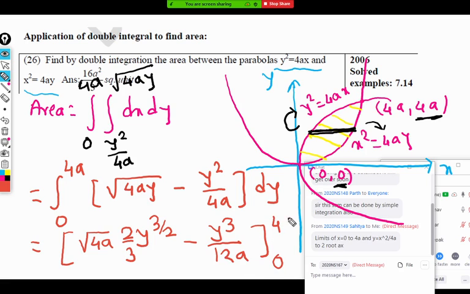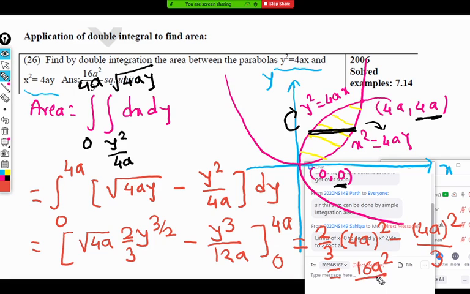Now we just have to simplify this, and that becomes our final answer. You'll observe only the upper limit will exist. So this is 4a raised to half, and this is 4a raised to 3 by 2. 4a raised to half and 3 by 2 becomes 4a raised to 4 by 2, that is 4a square. So 2 by 3 of 4a square, minus, when you replace 4a here, one of the 4a gets cancelled, so 4a square upon 3. So 2 by 3 minus 1 by 3 is 1 by 3, so 4a square, that is 16a square by 3 is the answer.